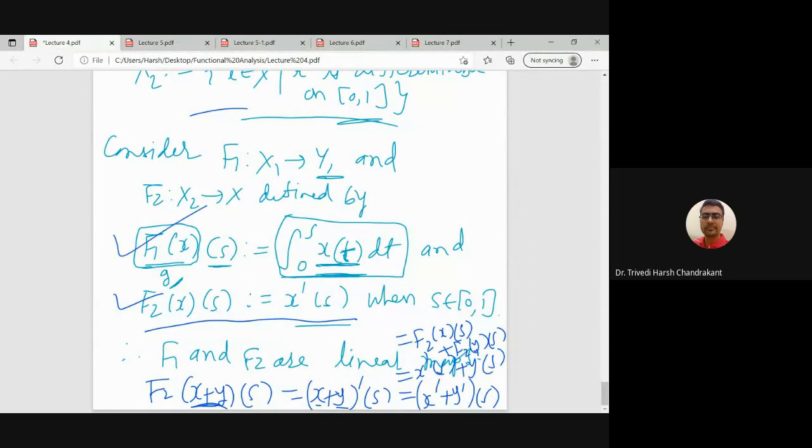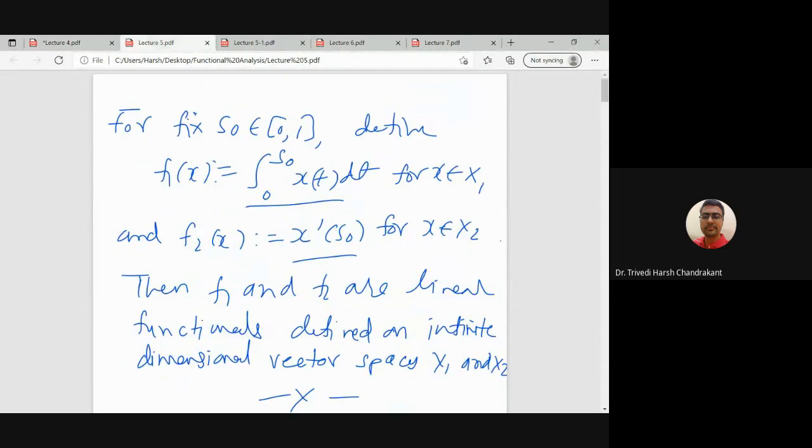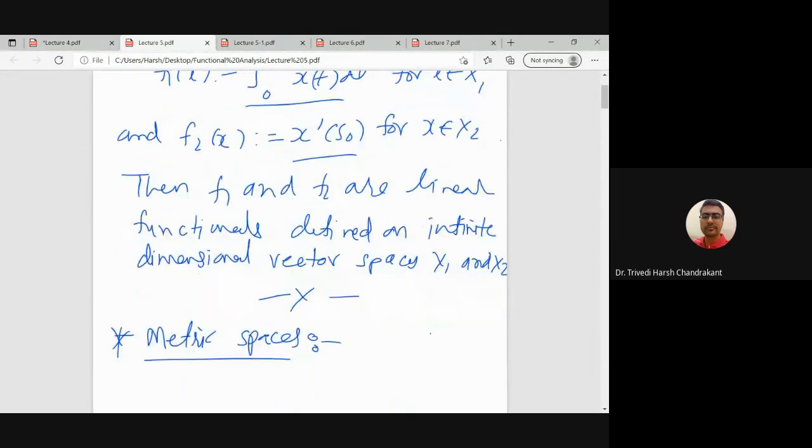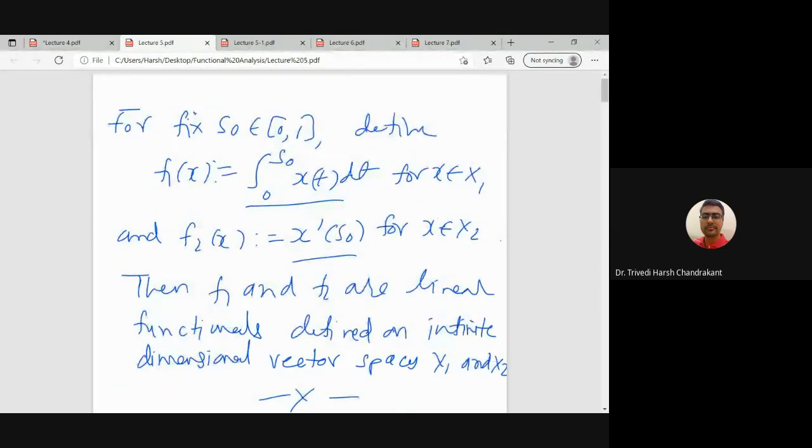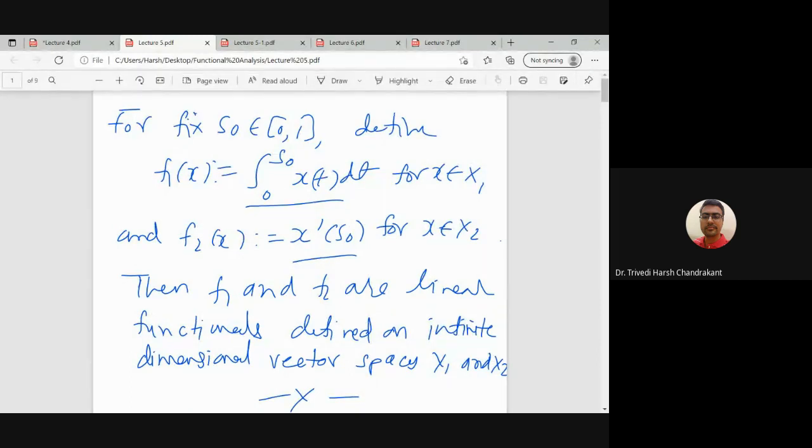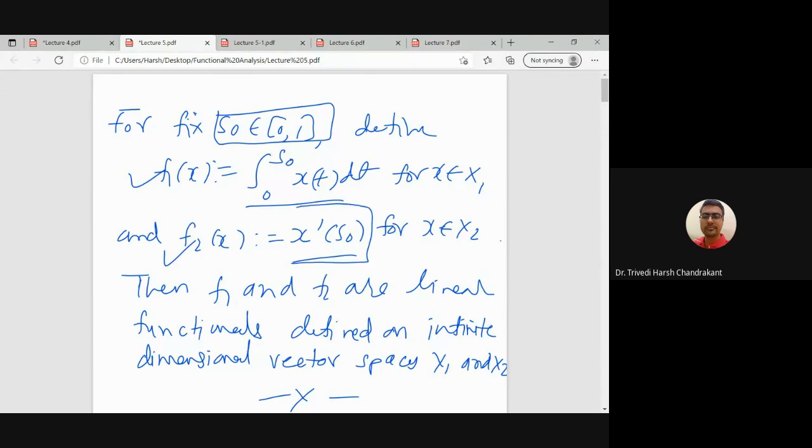Similarly, if instead of derivative we have integration, then the integral operator is also a linear map. And if we take a fixed s naught and a fixed point between 0 and 1, then the same maps are actually functionals, because this is a fixed number now.